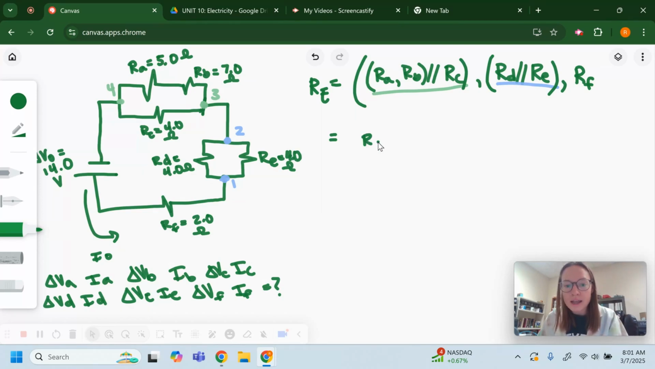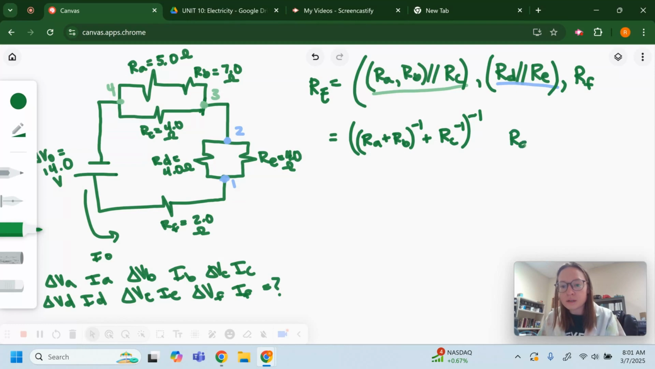So I see that R_A and R_B are in series with each other, so I'm going to add those together. But then those two together are in parallel with R_C, so I'm going to write this like this. That whole thing then needs to be to the -1 because it's all in parallel with each other. Then I go to the next one: R_D and R_E. These two are in parallel with each other. It's a much simpler expression here. I just do 1 over R_D plus 1 over R_E, all to the -1, like this. And then finally I have R_F. I add each of these together like so, because all of them are in series with each other, so I can just add them all.